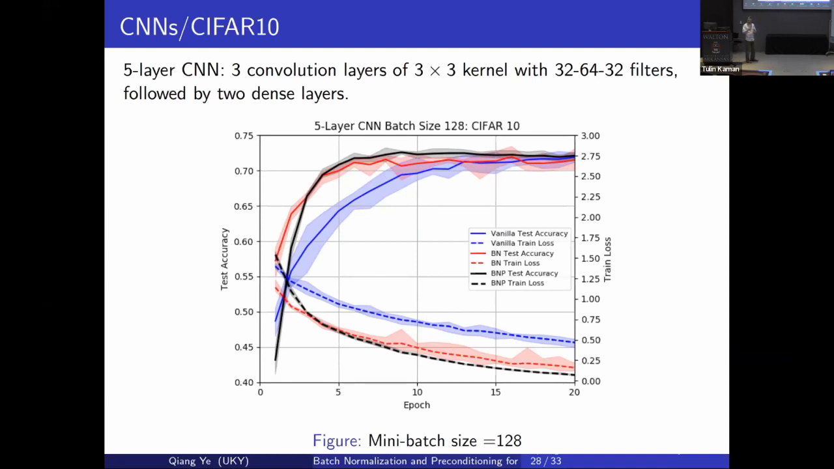But in machine learning, the more interesting thing is actually testing. The solid lines are the testing accuracy. By the way, CIFAR-10 is a 10-class classification of images. You see the blue line is significantly slower than the red line and the black line. But in the end, they're all about the same in this case, for the small network.